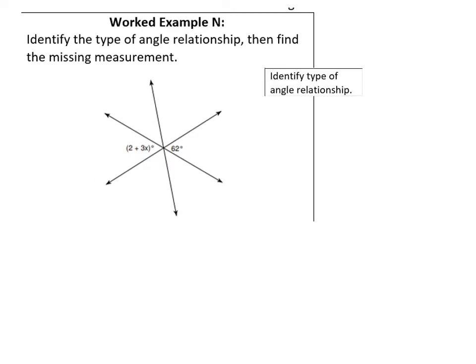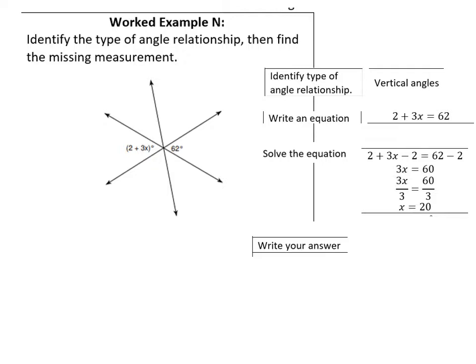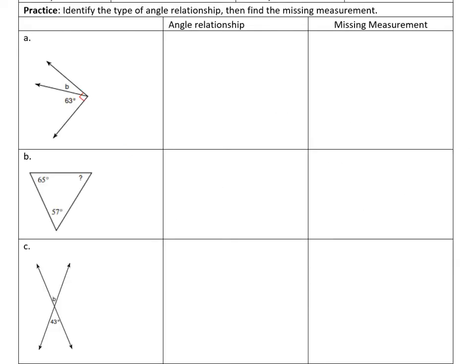Next one, same thing. Identify the type of angle relationship. These are vertical angles. The equation then is that they are equal to each other, so 2 plus 3x equals 62. Solve the equation, subtract 2 from both sides. We get 3x equals 60, divide both sides by 3, x is 20. Write our answer, x is 20 degrees. And here I've got 3 that I want you to work through on your own.